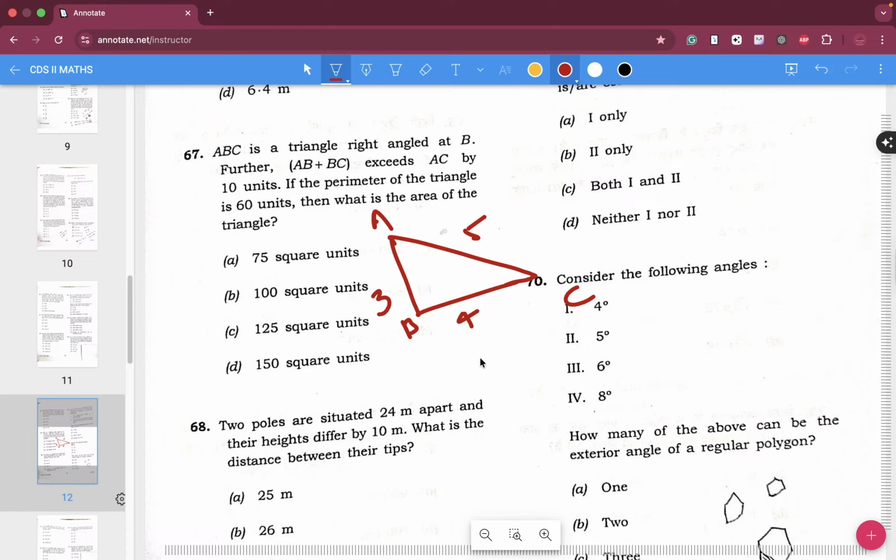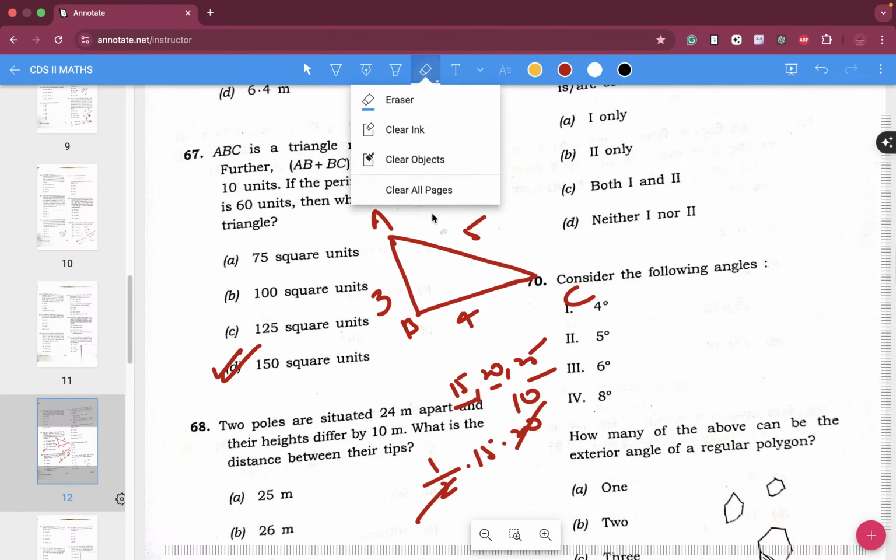A different one. If you do 5 times, it means 15, 20, 25. 3, 4, 5, 5 times, means the sides are 15, 20 and 25, the perimeter is 60. This one is correct. So what is the area? Half into base into height. The area is how much? 150 square units, folks.